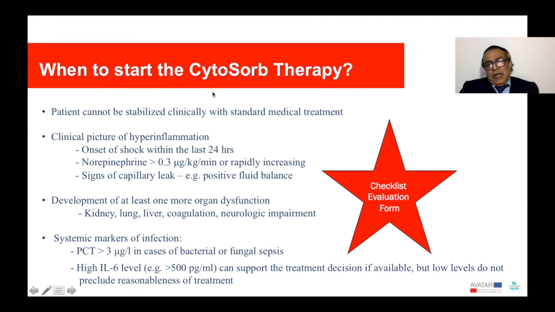Now, when should we start? Let's look at the discrete points where Cytosorb therapy should be started. When the patient has hyperinflammation and cannot be stabilized clinically by standard medical management, this is the time to start. And the clinical picture of hyperinflammation is either in the form of shock, which starts setting in over the last 24 hours, or the patient is requiring epinephrine more than 0.3 microgram per kg per minute, and the dose is very rapidly increasing.